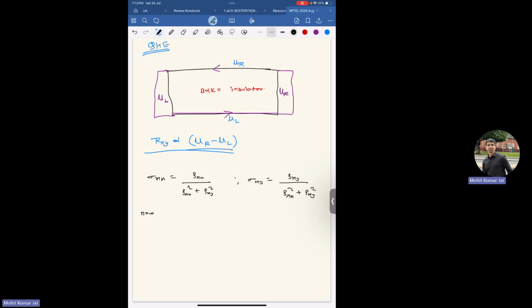Now, at plateau, your rho xx is 0 because there is no dissipation. This edge is acting like a perfect conductor, ballistic transport. So rho xx is 0 and there is no dissipation in the system. And your rho xy will be finite. This implies your sigma xx will be 0 and sigma xy will not be equal to 0. Right? Your sigma xy will be equal to 1 by rho xy, and that will be not equal to 0.